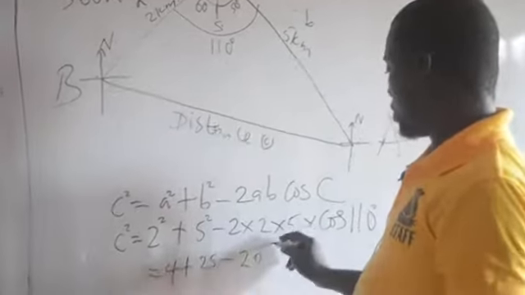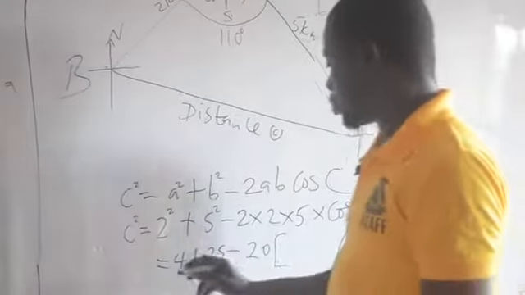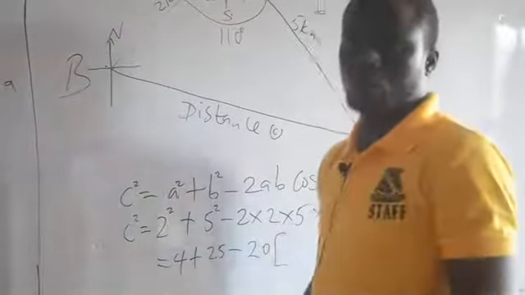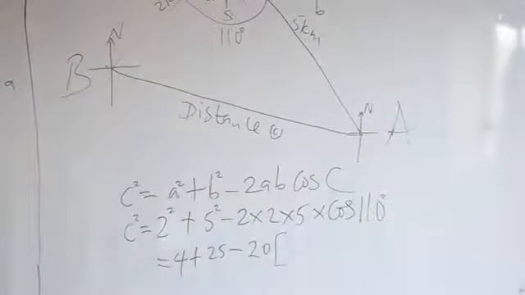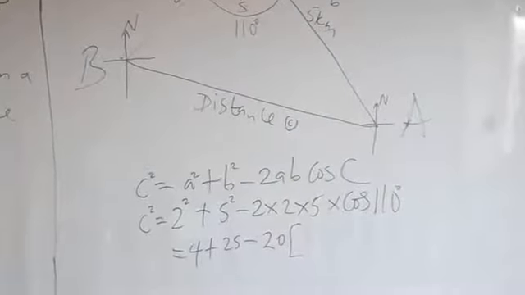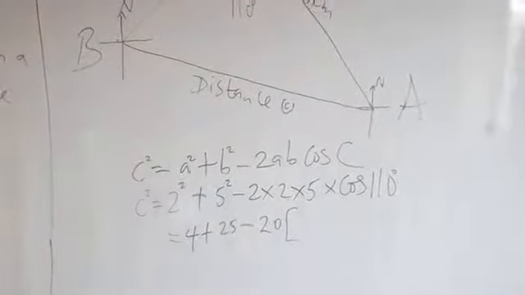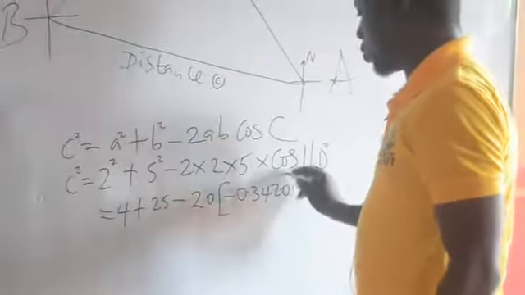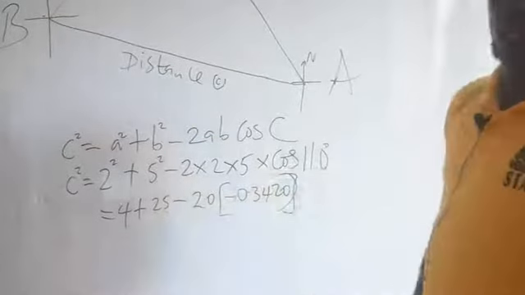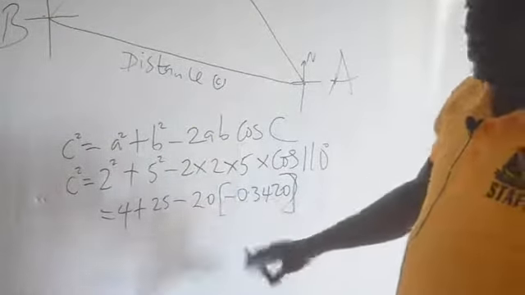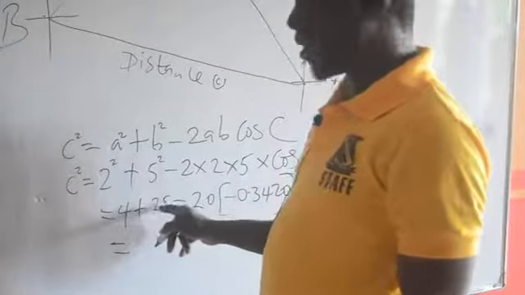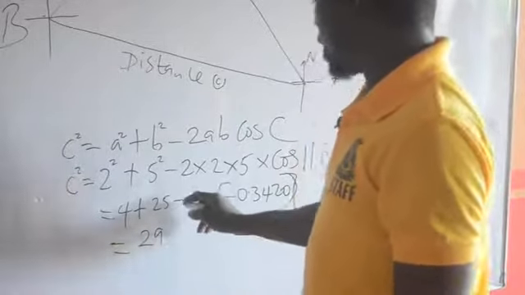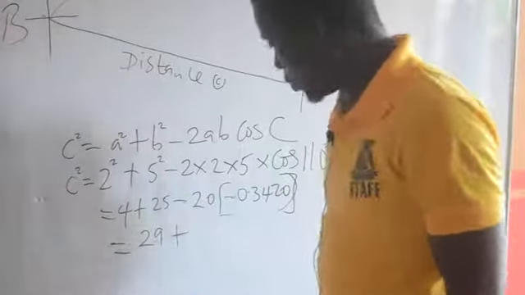20. Into, let's sum this one. Cos 110, use a calculator or four-figure table. I think cos 110 will give you minus 0.3420. That is for cos 110. This is what you get. So add this together. 4 plus 25, we have what? 29. Minus times minus, we have what? Plus. Are you with me?